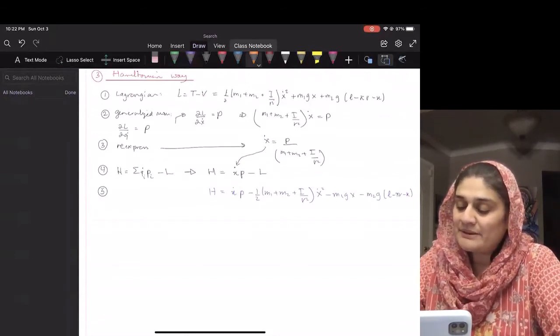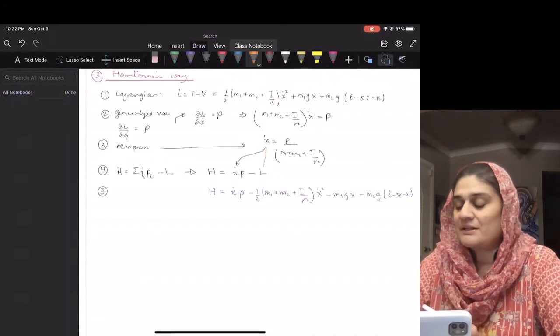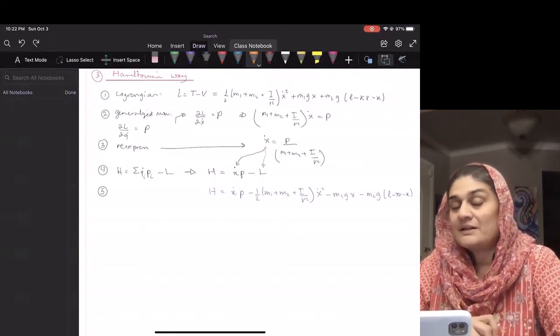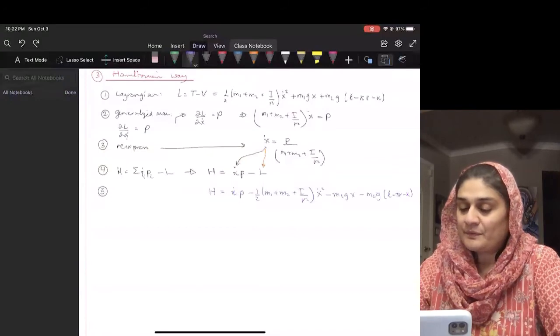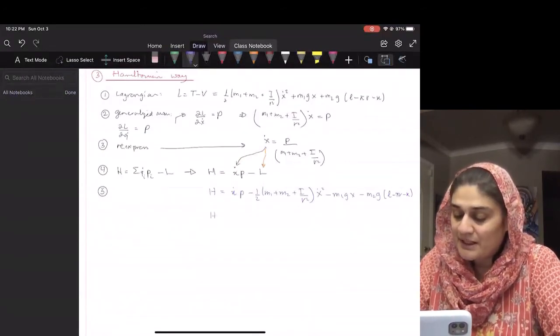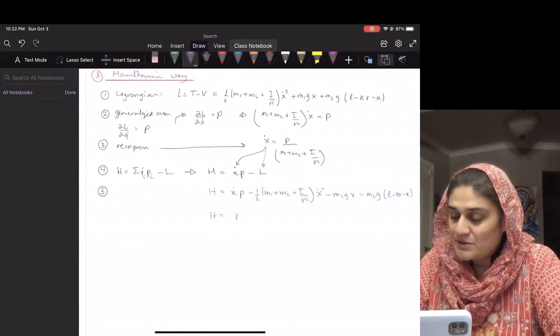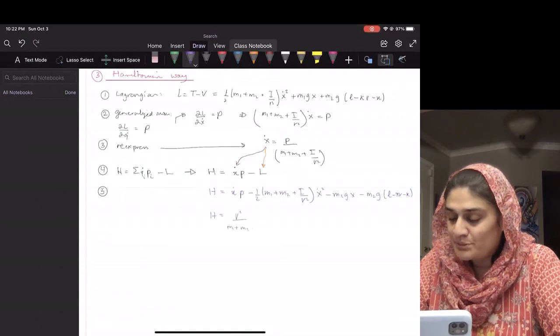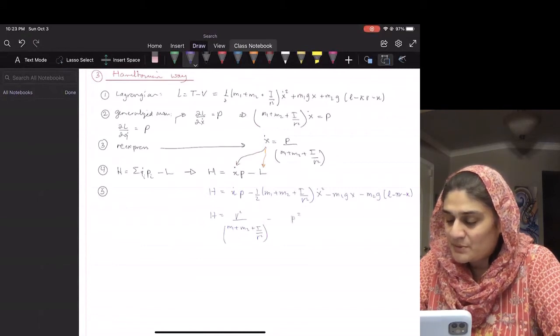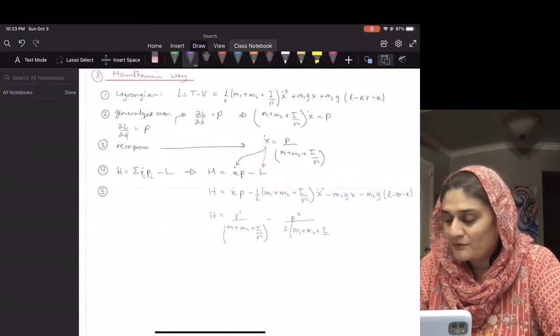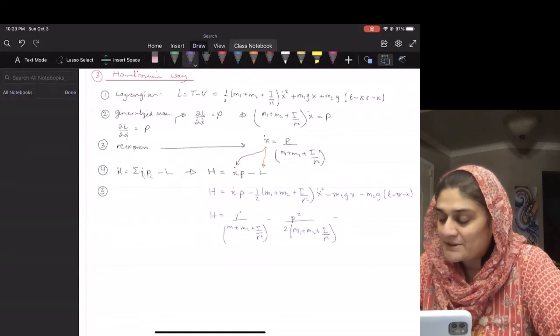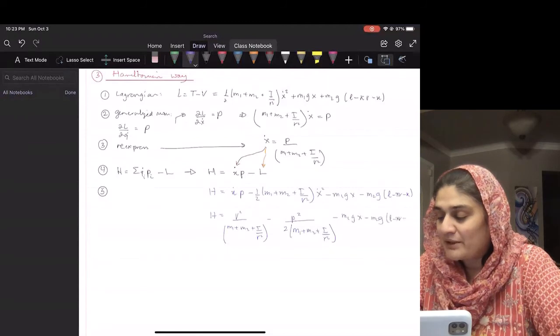So then I will also replace X dot here, X dot here, wherever I see it, which means I can rewrite the Hamiltonian as P squared over (M1 plus M2 plus I over R squared) minus P squared over 2 (M1 plus M2 plus I over R squared) minus M1 g x minus M2 g (L minus pi R minus x).